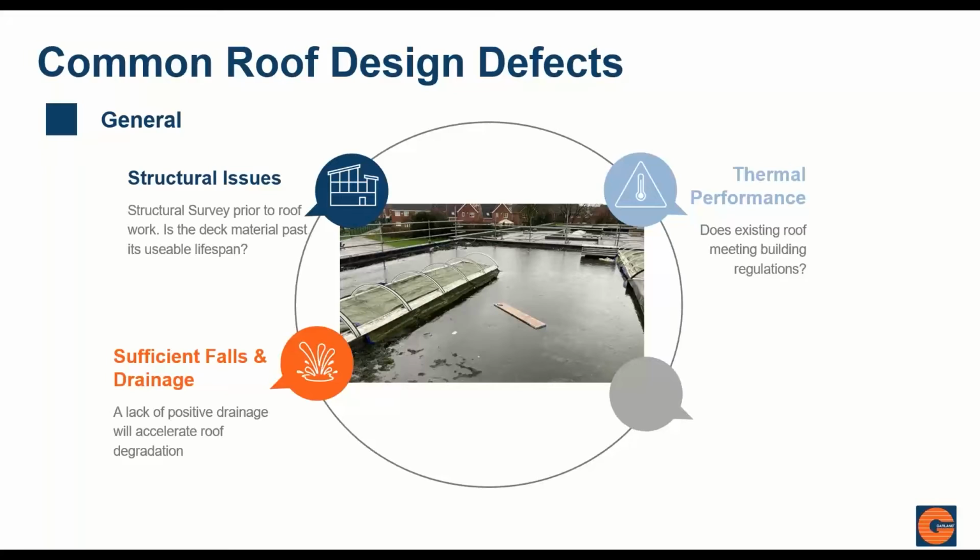We need to ensure that there's sufficient falls and drainage. One thing that we do know is if there's ponding water on a roof, we end up artificially speeding up the degradation of the waterproofing membrane. In the same way that sun rays reflect from water, they also refract, and therefore the energy of the UV onto the membrane beneath the ponding water degrades the membrane further and faster than it typically would.